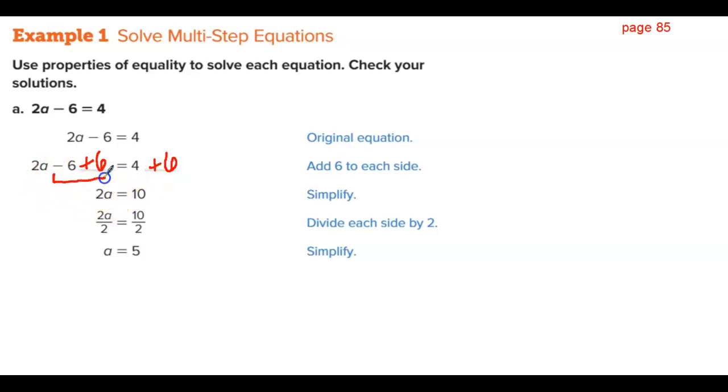You can see a minus 6 and a plus 6 wipe each other out, and we have 4 plus 6 is 10. Then the last step is to divide both sides by 2 in order to get the a by itself. And 10 divided by 2 is 5.